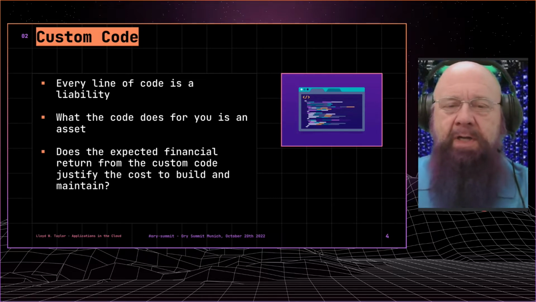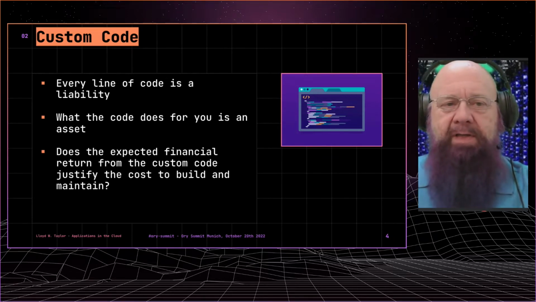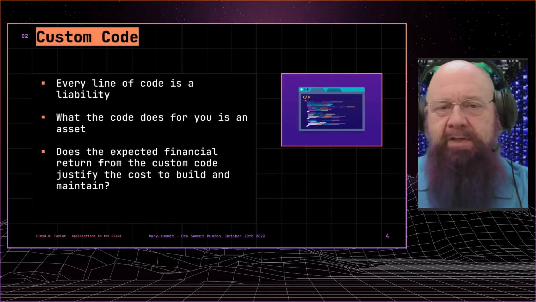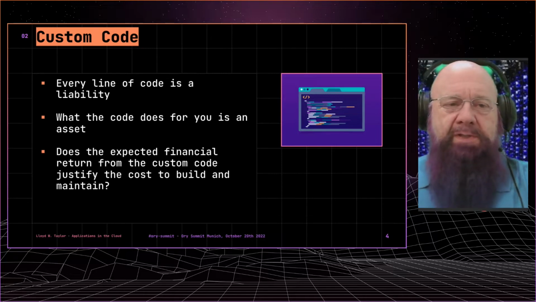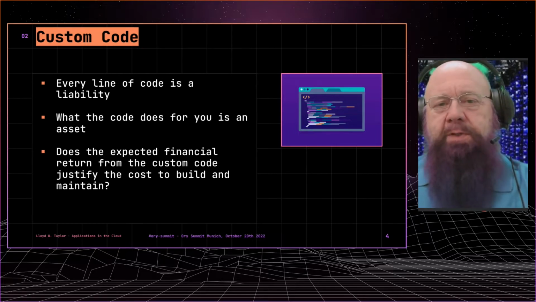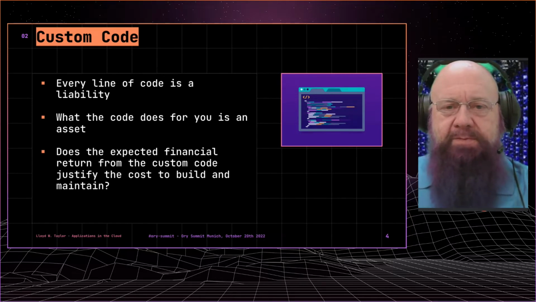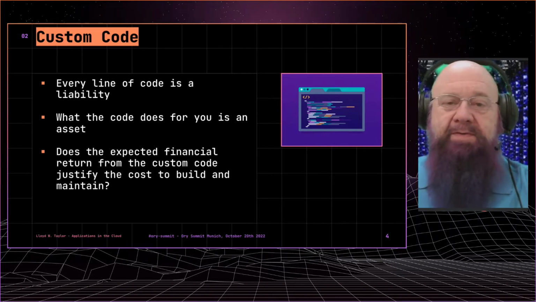So custom code, two really important questions to ask when deciding if you want to do something custom. Recognize that every line of code is a liability. It costs money to maintain. It costs money to build. There's an old joke that every time you ship a new feature, plan on cutting your engineering team in half because the other half's going to have to support the feature that was just shipped. So the key thing, though, is what the code does for you as an asset. So the first question to ask in trying to decide whether to do custom code is, does the expected financial return for your company from the custom code justify the cost to build and maintain? Look at the cost of development and operations versus the revenue you make from it. It's a really interesting way of thinking about the code. Next slide, please.